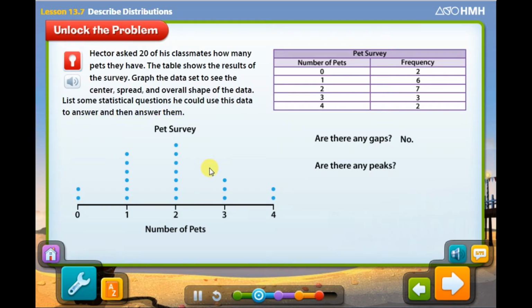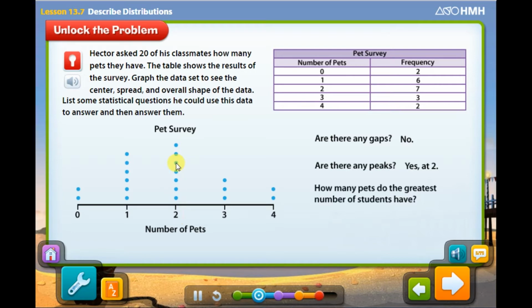Are there any peaks in the graph? The peak is the highest column in the graph. So where is the highest column here in the graph? Over 2. Yes, there is a peak. Yes, the graph peaks when the number of pets is equal to 2.